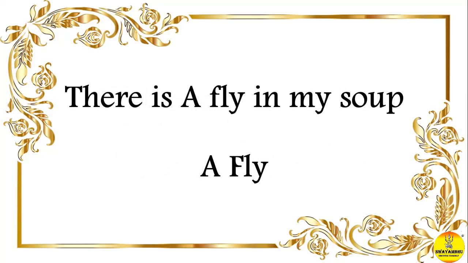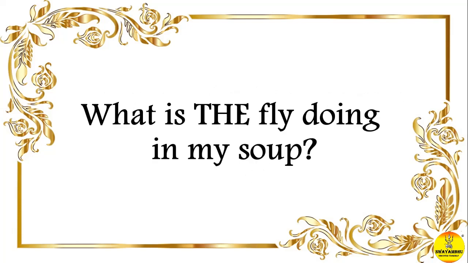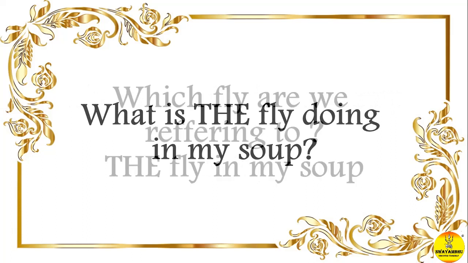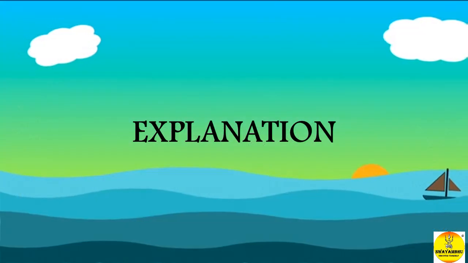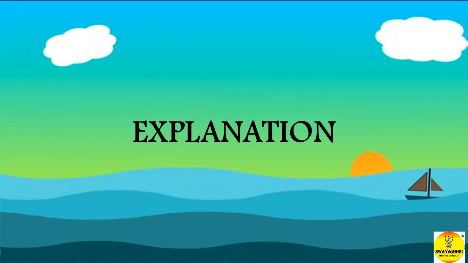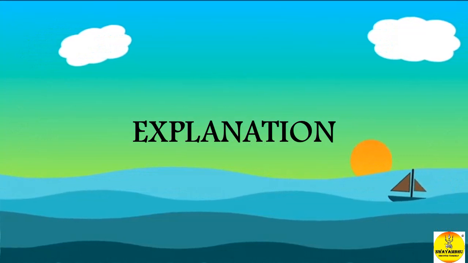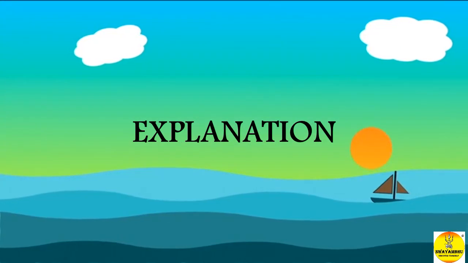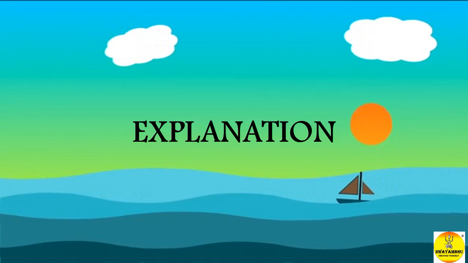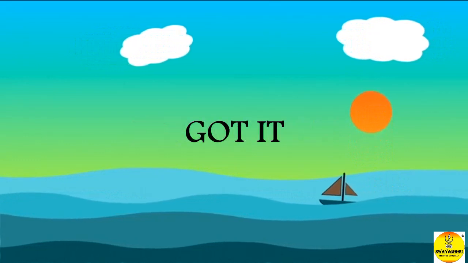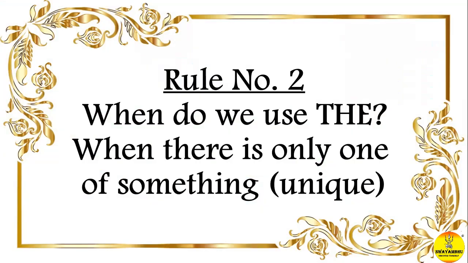There is a fly in my soup. A fly. What is the fly doing in my soup? Okay, which fly are we referring to? The fly which is in my soup. So in the first sentence, the listener does not know, so we use a or an. But in the second sentence, when we talk about it, we are definite. Which house, which tree, or which fly. Got it? Now we come to the second rule.